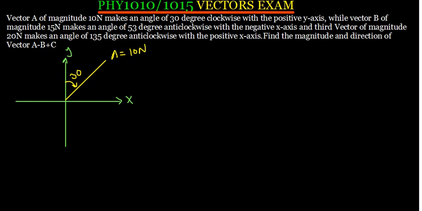You have got vector B of magnitude 15 newtons and it makes an angle of 53 degrees anti-clockwise with a negative x. So the reference point is here, negative x. Now if you are going anti-clockwise from the negative x, are you going to go C or D? You are going to go in the D direction. So we are going to start from here.